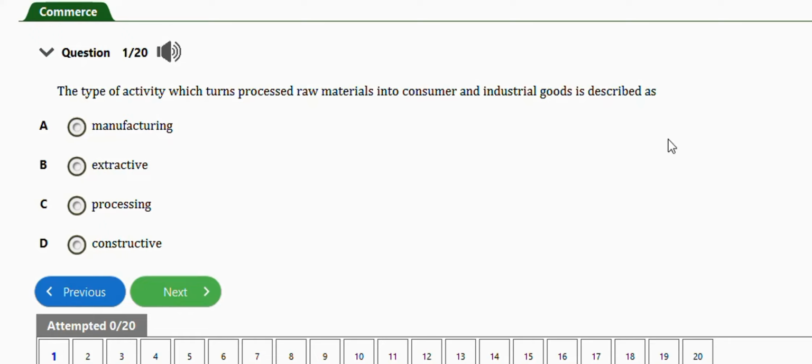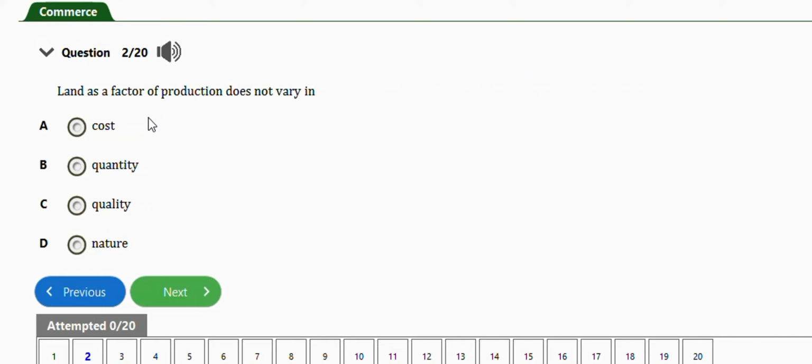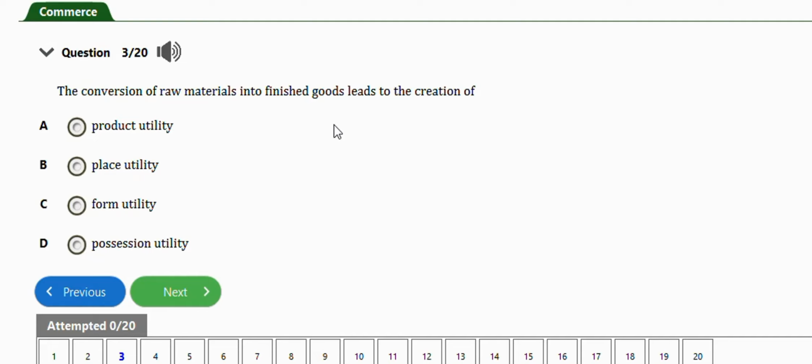The first question says the type of activity which turns processed raw materials into consumer and industrial goods is described as manufacturing, option A. Next repeated question: land as a factor of production does not vary in quantity, option B. Next question: the conversion of raw materials into finished goods leads to the creation of form utilities, option C. Very important.